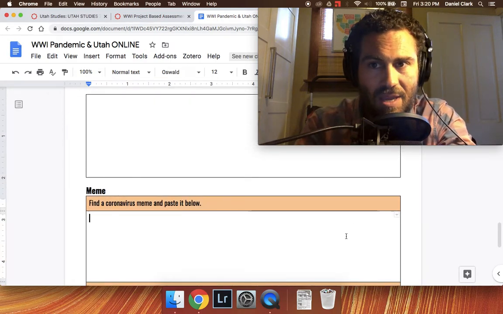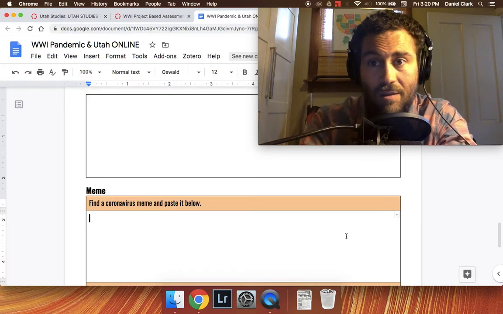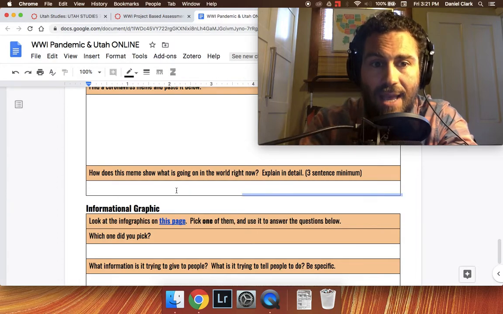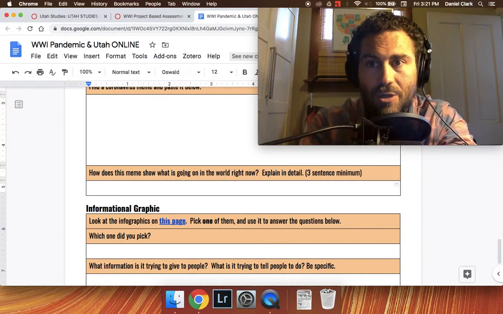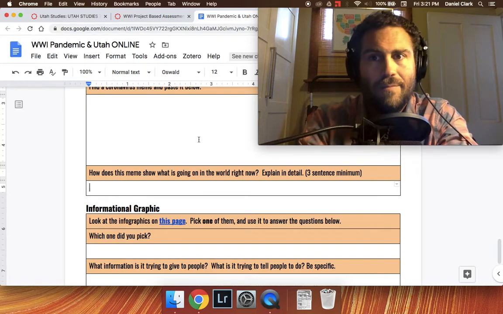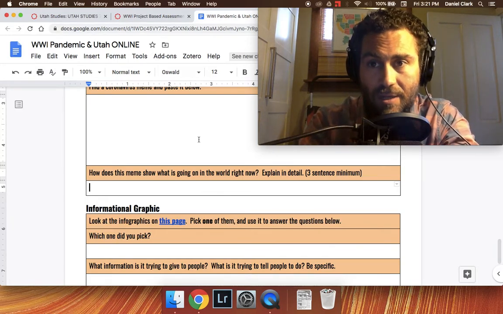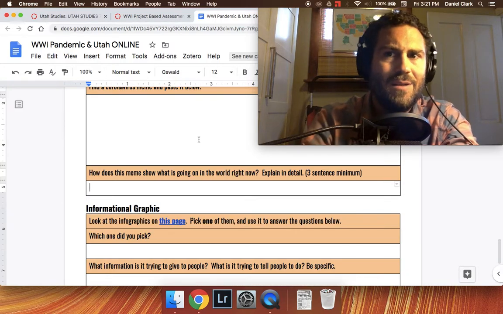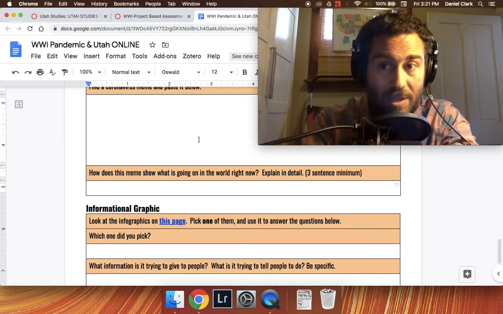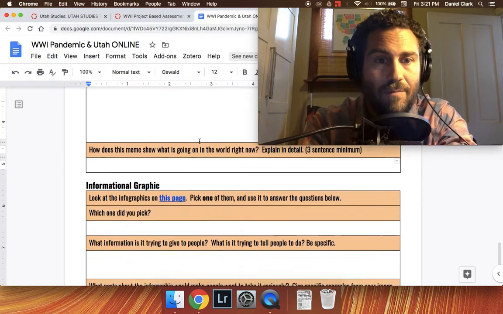Next, post a meme. Find a coronavirus meme. Literally just Google it. There are thousands. And then explain how this meme is showing what's going on. Like toilet paper. Who would have thunk that toilet paper would be in short supply because of a pandemic? This is like still weird to me. Still weird to me. But there you go.